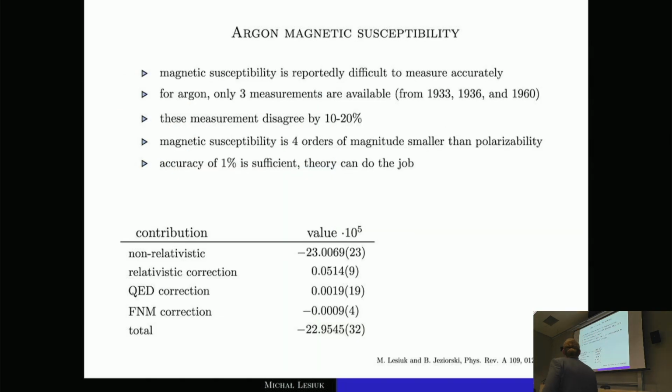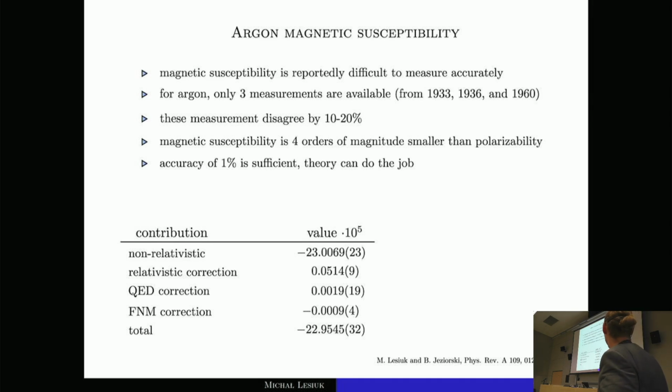The second thing for argon, which was interesting for experimentalists, is the magnetic susceptibility. I understand that it's very difficult to measure. There are only 3 measurements from the 30s and 1 from the 60s, and they differ by 10 to 20%. The trick is that the magnetic susceptibility of argon is 4 orders of magnitude smaller than the polarizability, so an accuracy of 1% is entirely sufficient. And an accuracy of 1% is something we can easily do in theory.